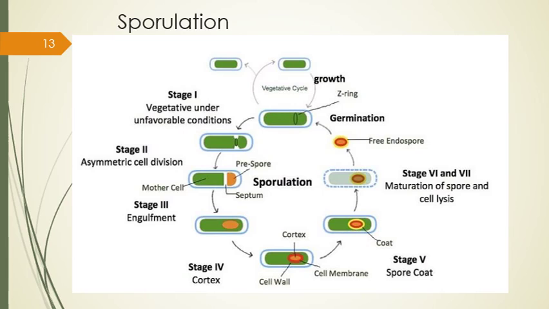Stage 1: you can see vegetative growth under unfavorable conditions. Stage 1 is called axial filamentation and chromosome division. Activation of the master transcriptional regulator is followed by chromosome replication, with each chromosome moving to the opposite poles of the cell. One of the chromosomes remains in the mother cell while the other is contained in the forespore. A forespore is a section of the cell containing a chromosome.